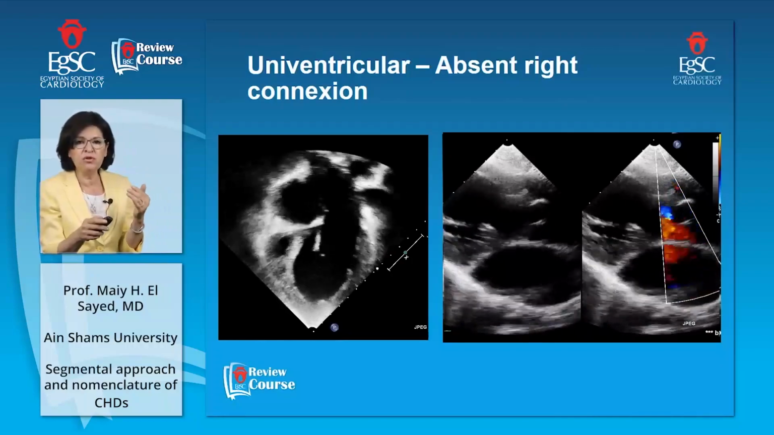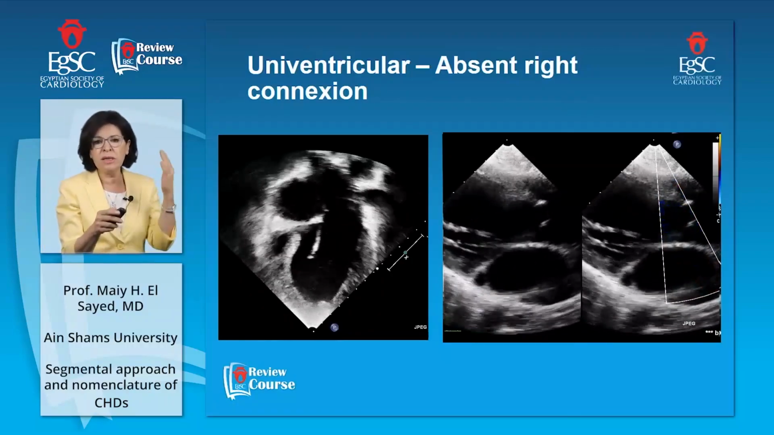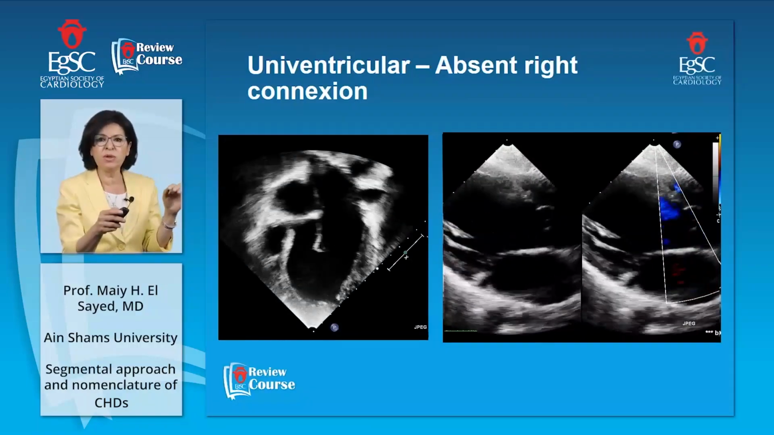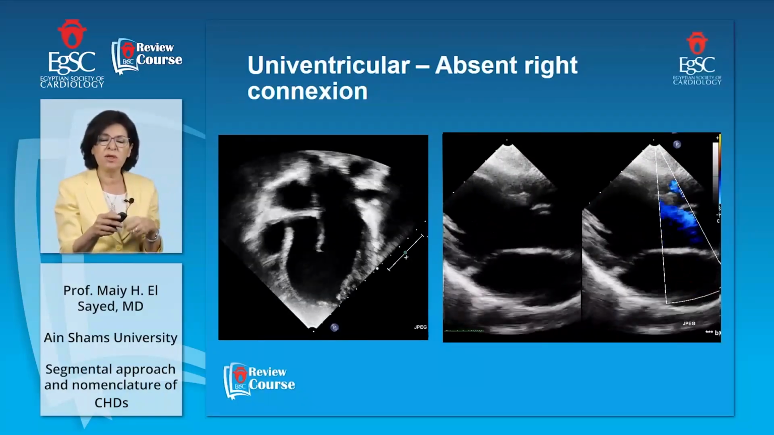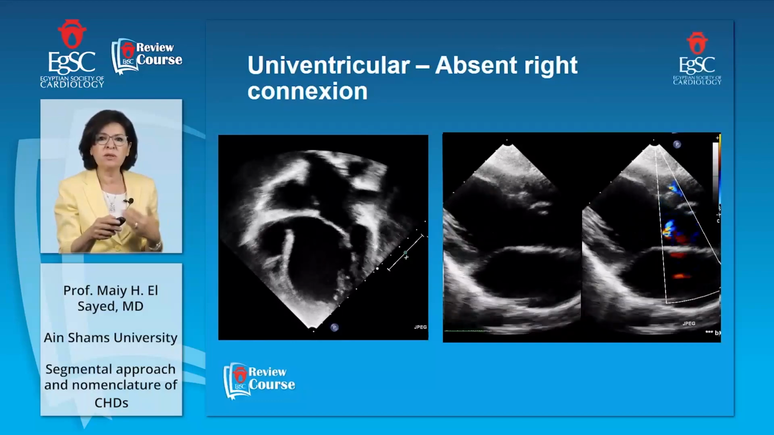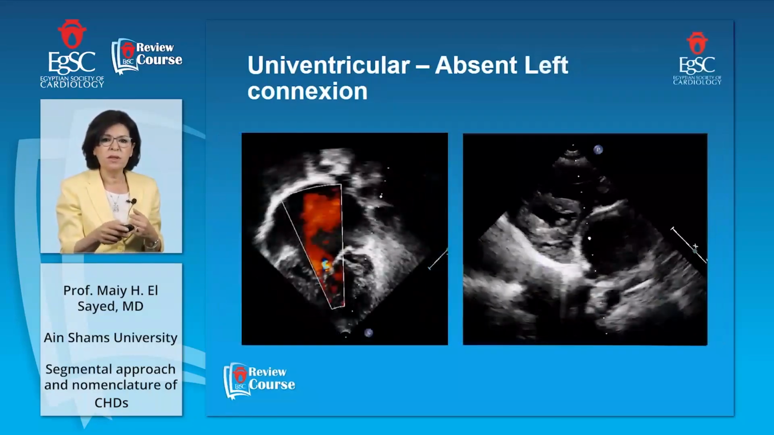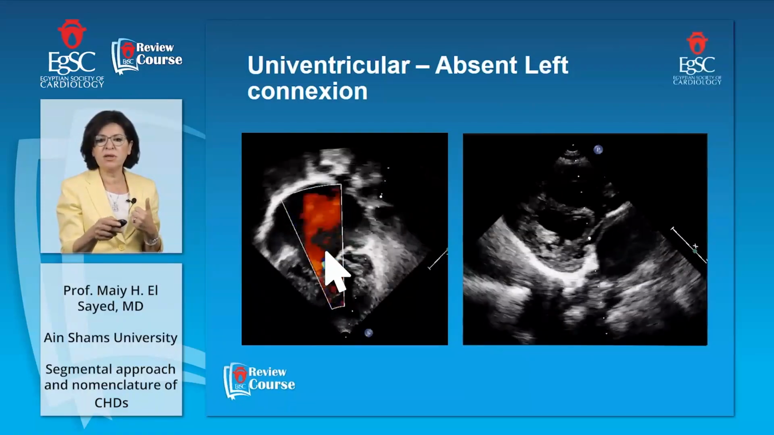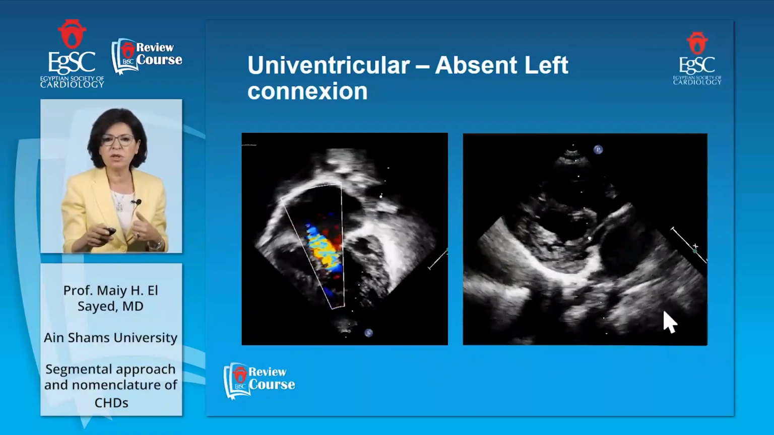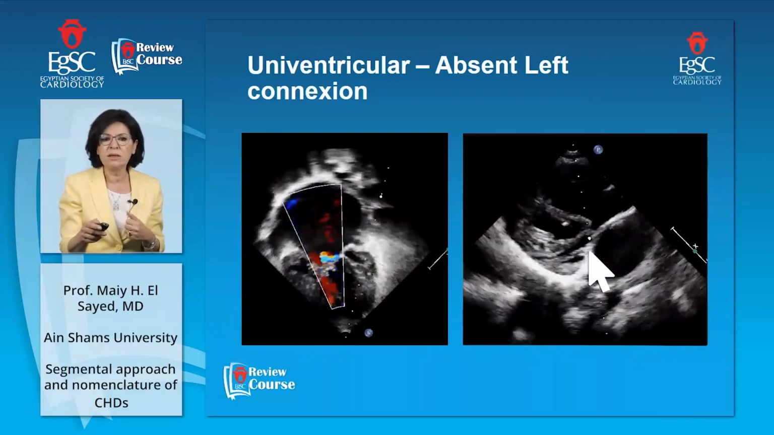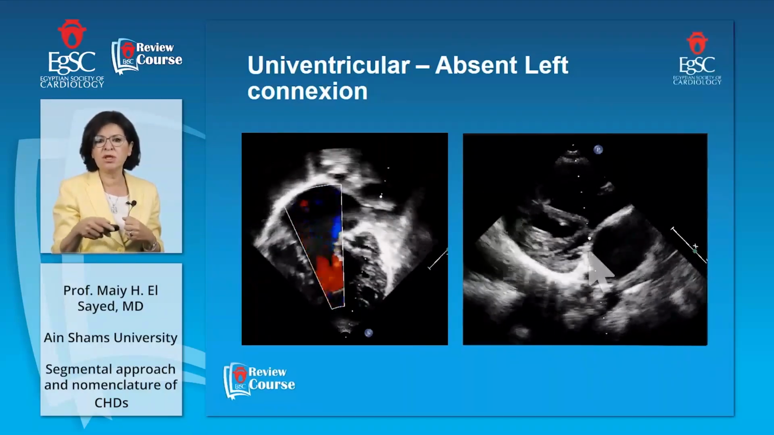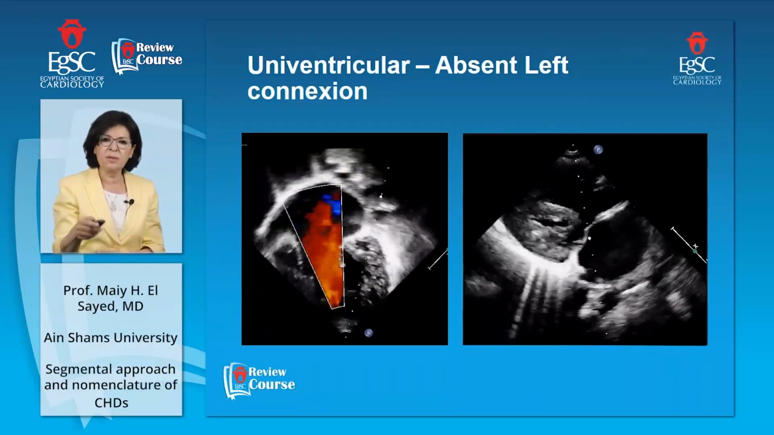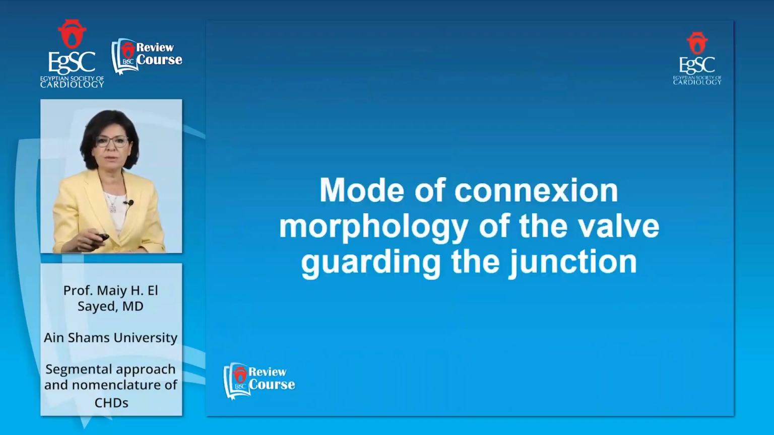But if you have an imperforate valve, say it's replaced by membrane, then theoretically you can just remove the membrane and you'll have continuity between the atrium and the ventricle. So this is why we use absent connection, to avoid the confusion. And this is another example of absent left connection. So this is a mitral atresia, and you can see on the right-hand side from the parasternal long axis view that the rudimentary chamber is posterior and the main chamber is anterior. So this is a right atrium to right ventricle. Absent left connection, right atrium to right ventricle.